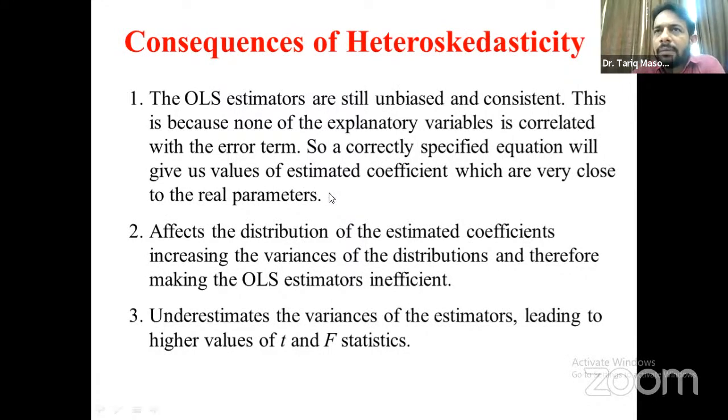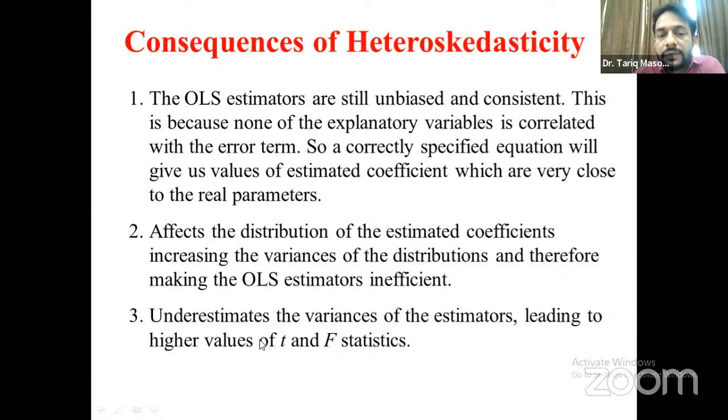Expectation of beta cap is equal to true parameter beta. Now, it affects the distribution of estimated coefficients, increasing the variances of the distribution and therefore making the OLS estimators inefficient. We know that OLS estimates are efficient estimates. They have minimum variance, but if there is heteroscedasticity, they are no longer efficient, they are inefficient.